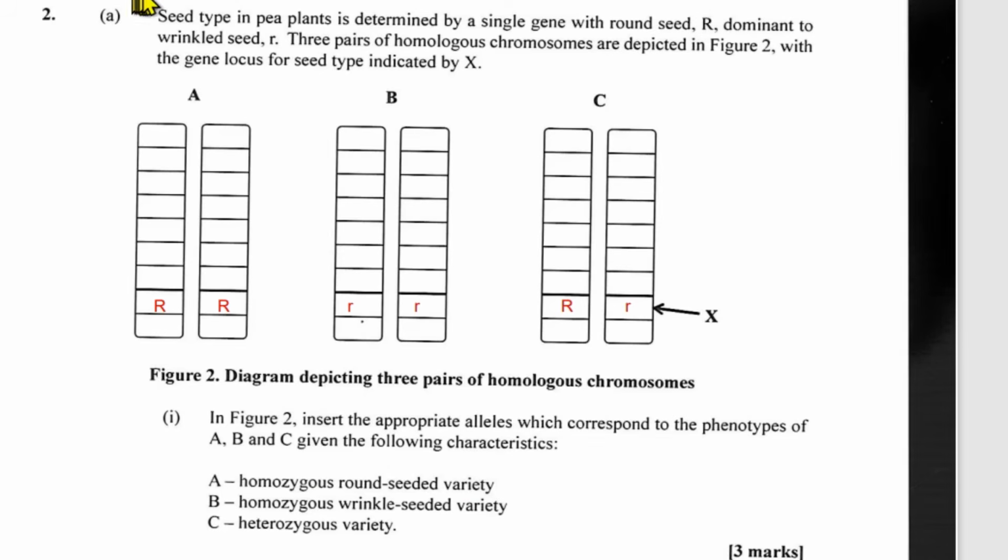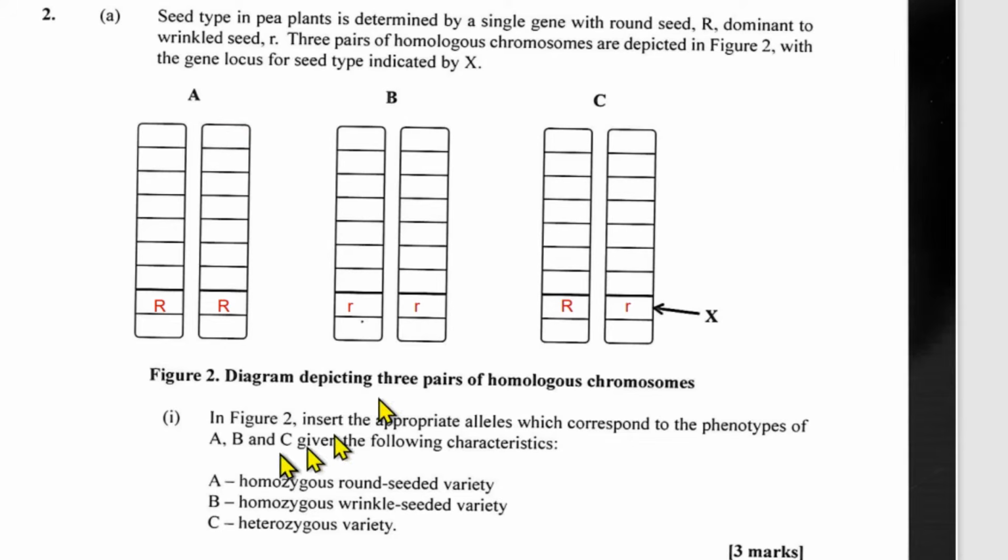Let's look at 2A. Seed type in pea plants is determined by a single gene, with round seed, capital R, dominant to the wrinkled seed, lowercase r. 3 pairs of homologous chromosomes, homologous meaning the pairs have the same shape, are depicted in figure 2 with the gene locus. The locus means the position that the gene is held in on the chromosome for seed type, indicated by X. We have 3 pairs of chromosomes here, A, B, and C.